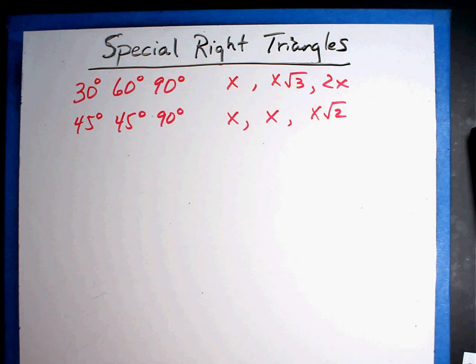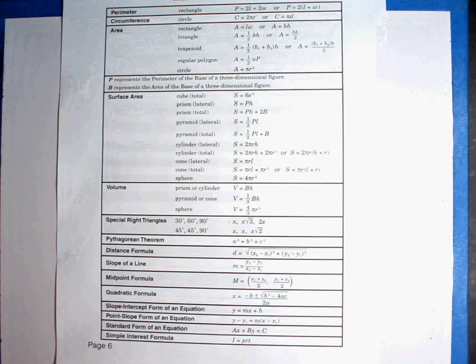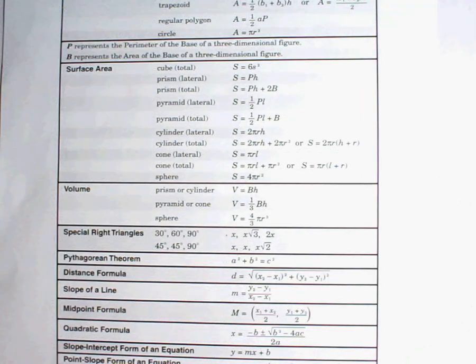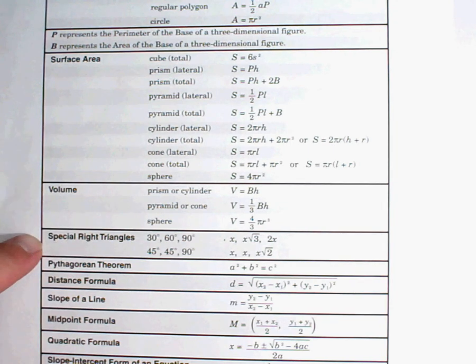In this video, we're going to talk about some special right triangles. Now, I'm going to show you this first on the math chart. I'm going to zoom in a little bit. This information is actually given to you on the math chart right here. Special right triangles, 30, 60, 90 triangles, and 45, 45, 90 triangles.